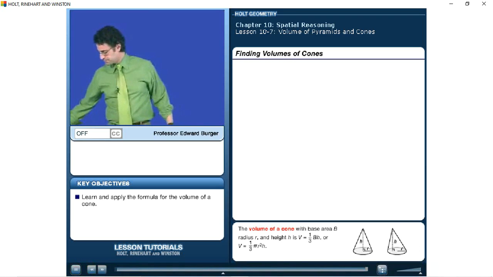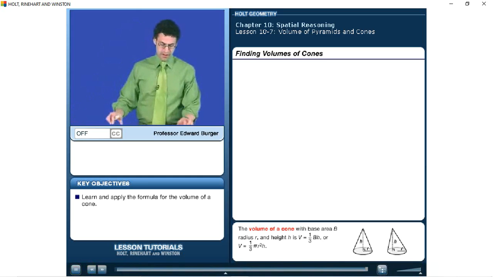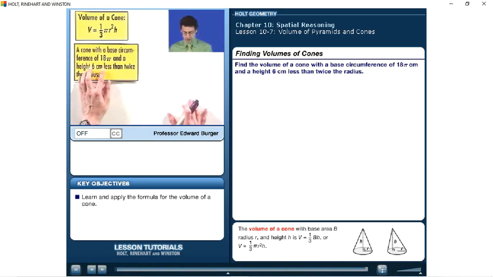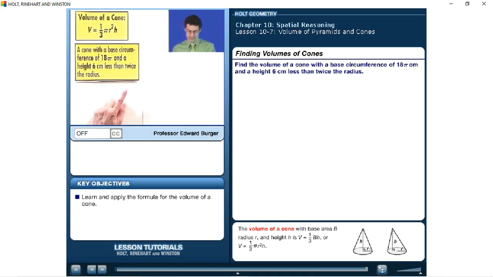Little different. So let's find the volume of a cone with a base circumference of 18 pi and a height 6 centimeters less than twice the radius. Lots of words here. What's the first thing I would do? Draw a picture. I don't care if the picture's accurate or not. I just want something to be able to hinge my thinking on. So here we go.